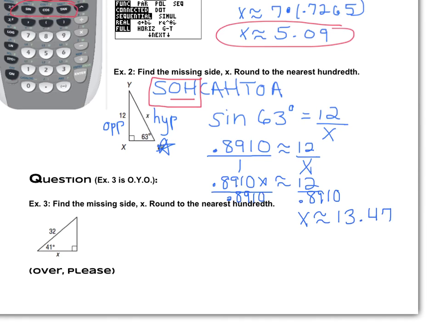Always put it back on the picture, make sure it makes sense. If x, which is the hypotenuse, was 13.47, would that make sense? I think definitely it would, because as you know, the hypotenuse here needs to be the longest side. And since 12 is a leg, it's got to be at least longer than 12, and so we're in the clear. So there we go. There's our final example that I'm going to show you in the video today, a little shorter than before.